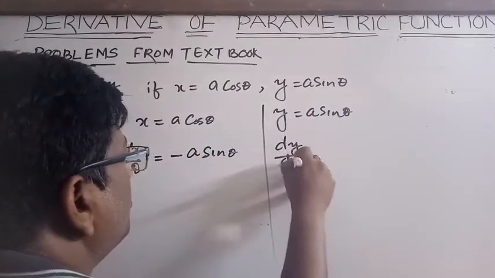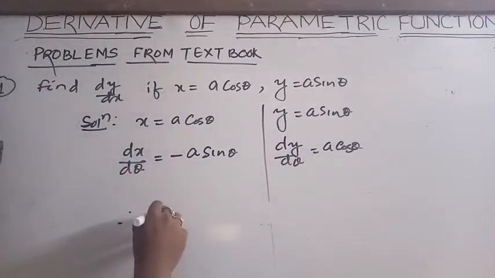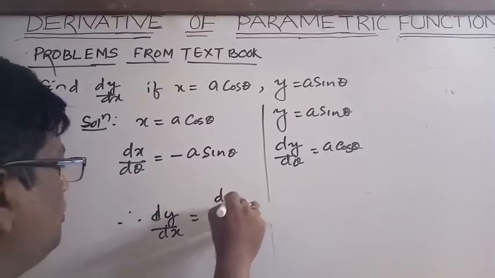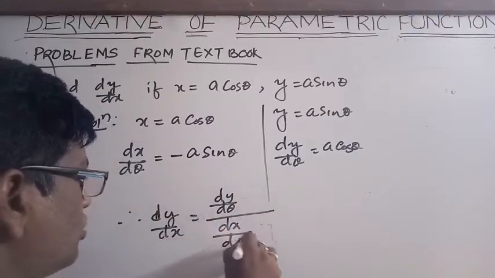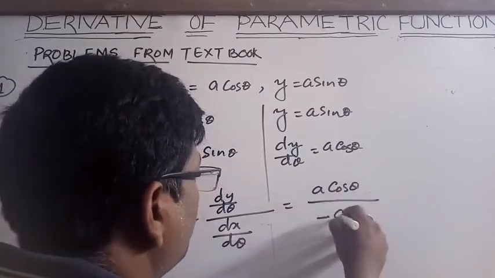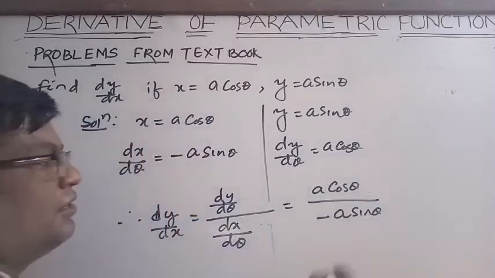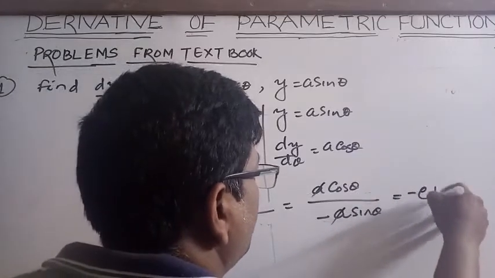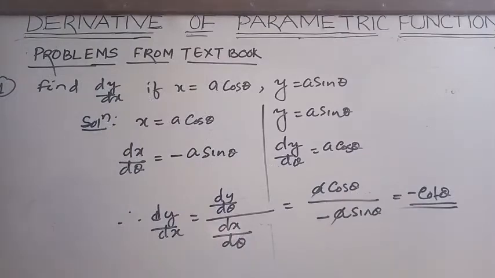And dy by d theta is equal to a cos theta. Therefore, dy by dx is equal to dy by d theta divided by dx by d theta. So this is equal to a cos theta divided by minus a sin theta. Clear? So a cancels, and this is equal to minus cot theta, the derivative dy by dx.